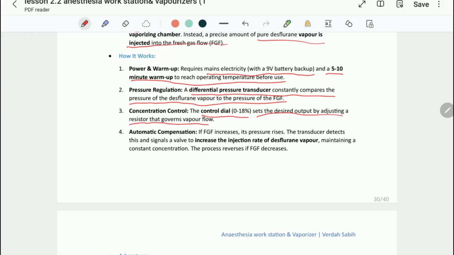And there is automatic compensation in the desflurane vaporizer. If the fresh gas flow increases, its pressure rises. The transducer detects this and signals a valve to increase the injection rate of the desflurane vapor, maintaining a constant concentration. This process reverses if the fresh gas flow decreases.